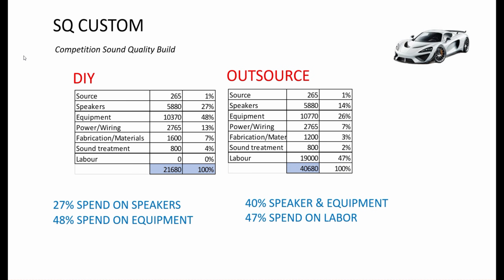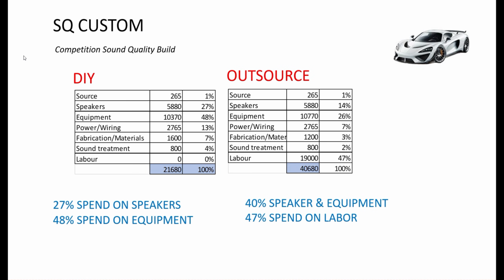So once again, if we compare the splits and the responses, like the budget system or like the daily system, you're going to spend about 25% of your budget on speakers and about half your budget on equipment if you're doing it yourself. If you're going to outsource it, then about half your budget's going to be on outsourced labor, and the other half is going to be on speakers and equipment and all the other stuff that you kind of need.